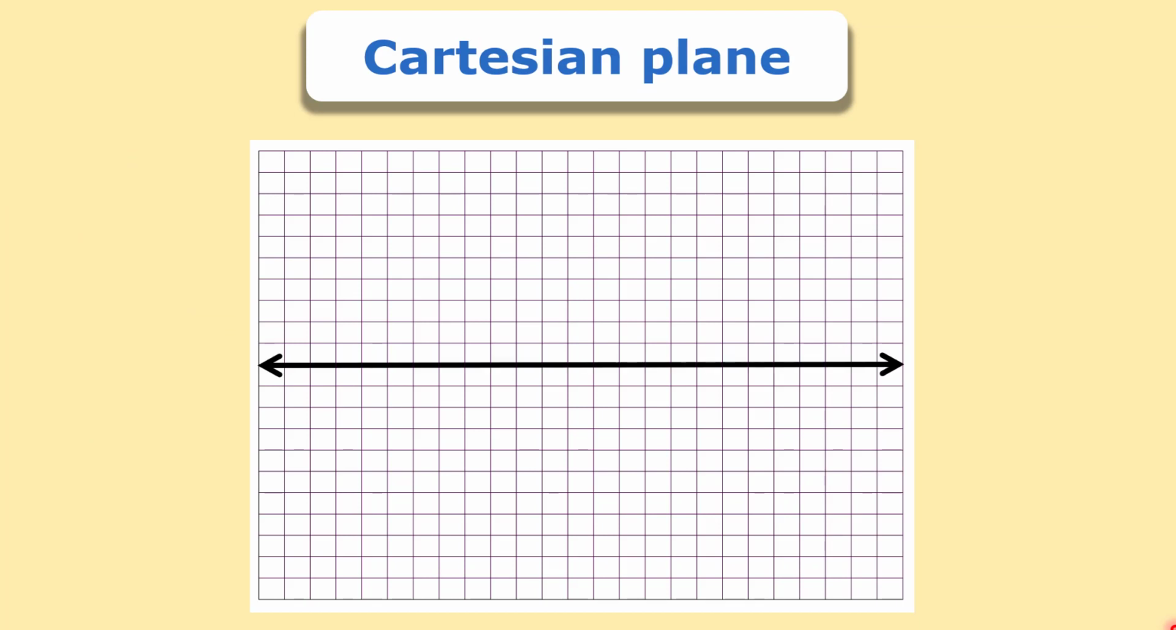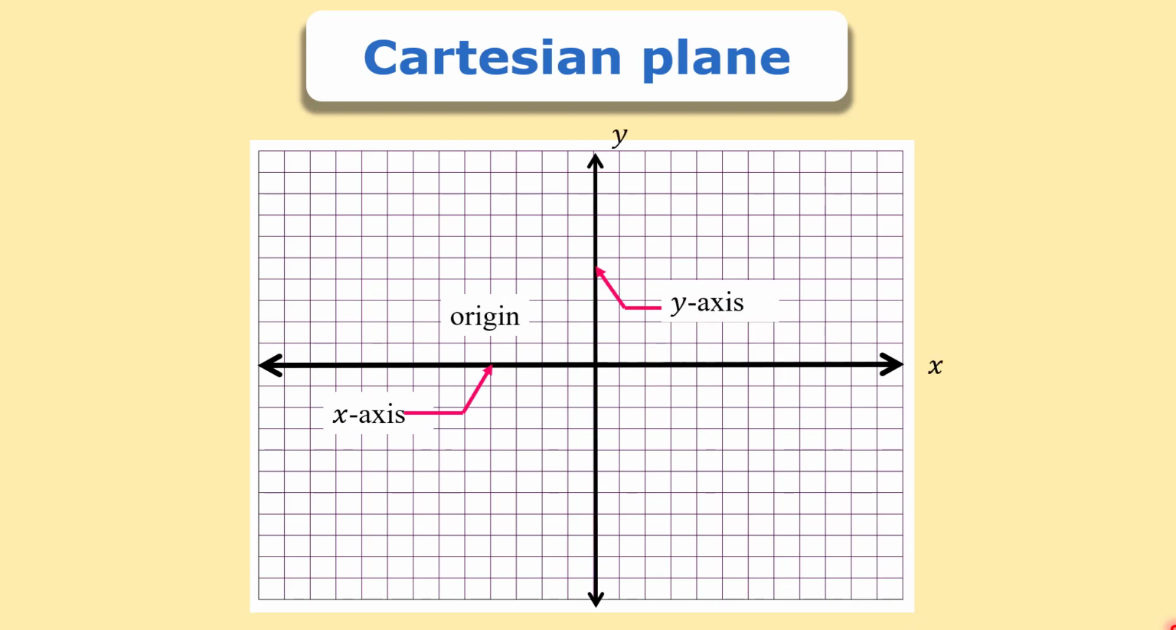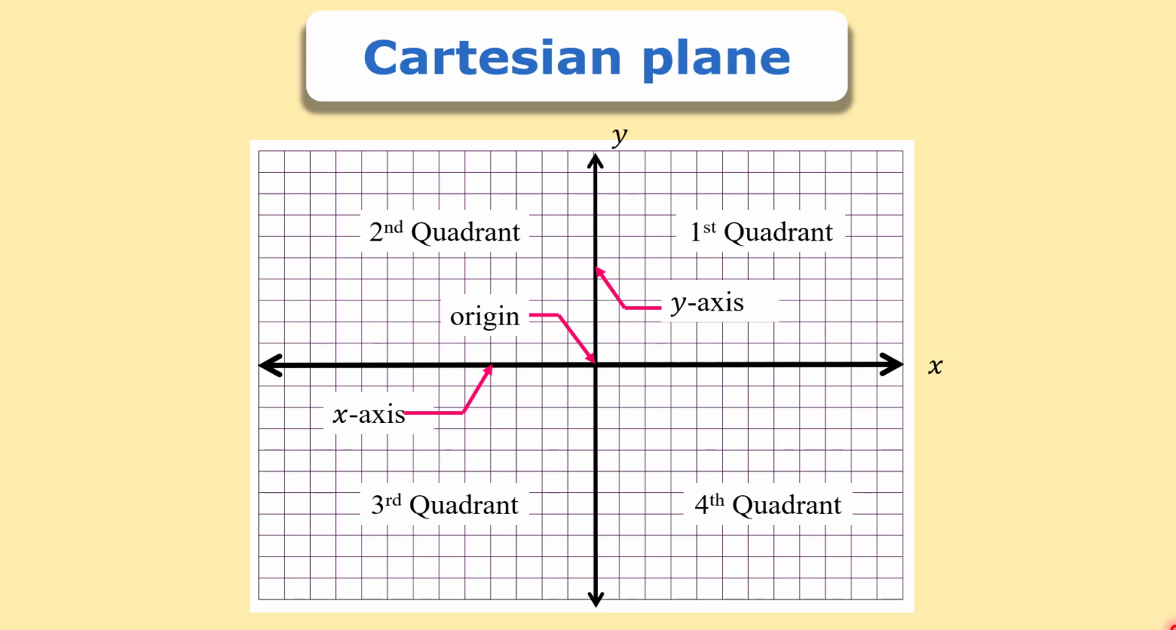It consists of the x-axis, which is horizontal, and the y-axis, which is vertical. Origin is where x is 0 and y is 0. We work anti-clockwise: first quadrant, second quadrant, third quadrant, and fourth quadrant.